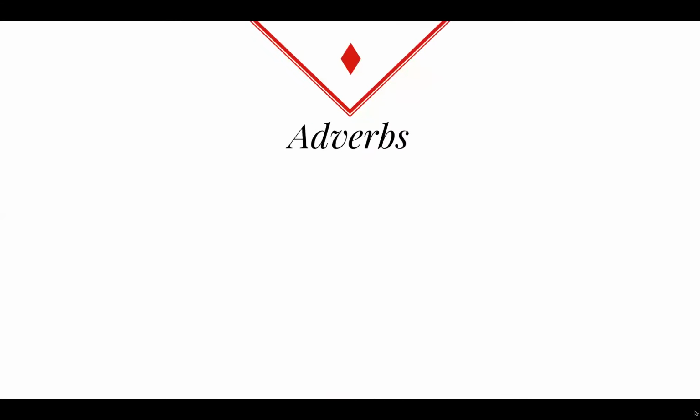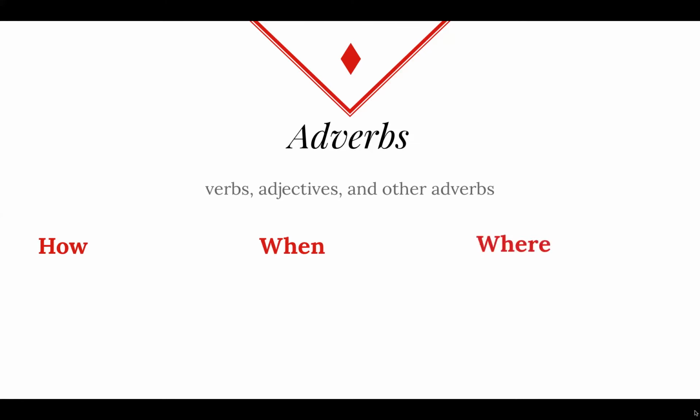In today's lesson, we'll be taking a look at adverbs. Adverbs modify verbs, adjectives, and other adverbs. They commonly describe how, when, or where the action of a verb took place. How refers to the manner in which an action occurred. When addresses the time of the action. Where investigates the place or location the action took place.